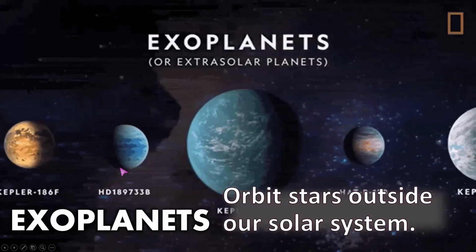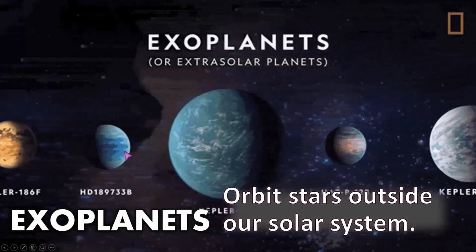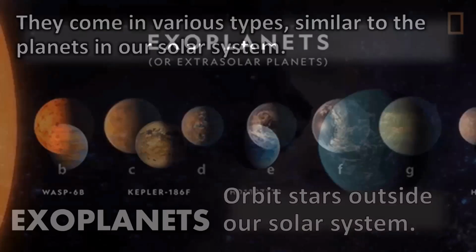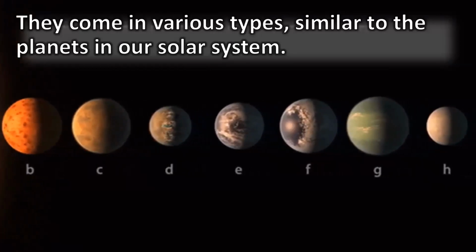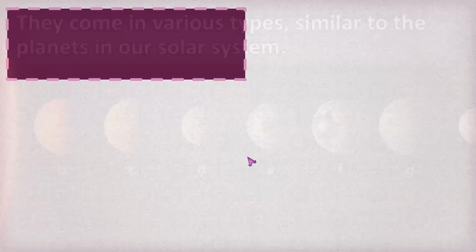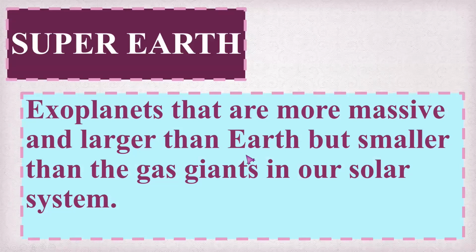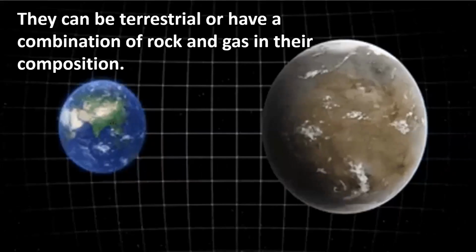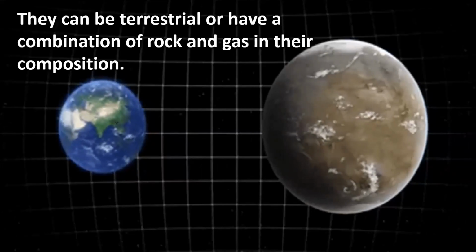Next are the exoplanets. When we say exoplanets, they orbit stars outside our solar system. They come in various types, similar to planets in our solar system. That is their characteristic. I also have the super Earths, because these are exoplanets that are more massive and larger than Earth, but smaller than the gas giants in our solar system. They can be terrestrial or have a combination of rock and gas in their composition.